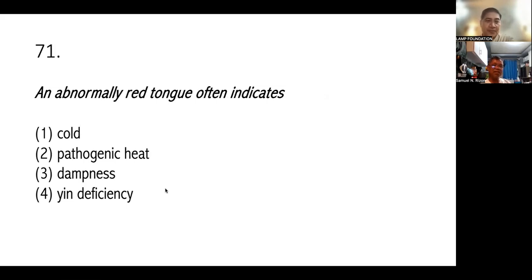Number 71. An abnormally red tongue often indicates cold, pathogenic heat, dampness, yin deficiency. My answer, Doc, is 2 and 4, letter C, pathogenic heat and yin deficiency.